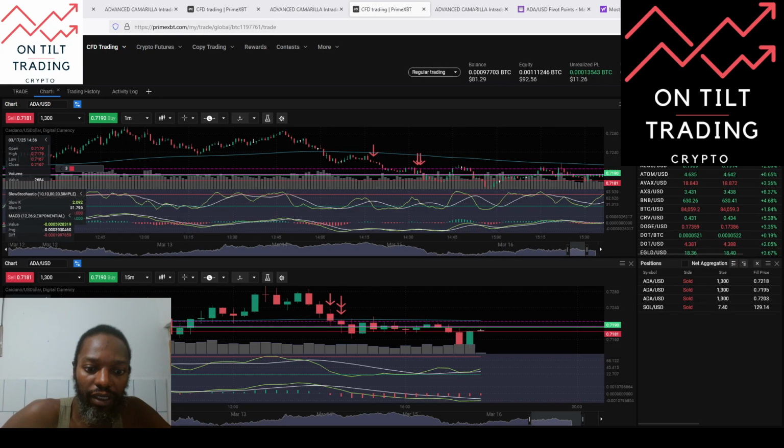On this entry, we have more oversold conditions. We just had a crossover here on the MACD with sellers in control, and good momentum here.